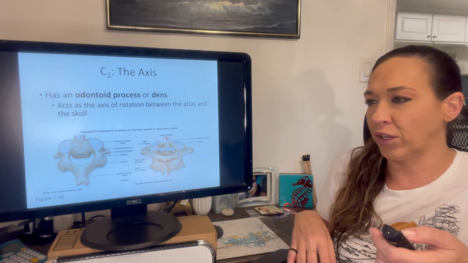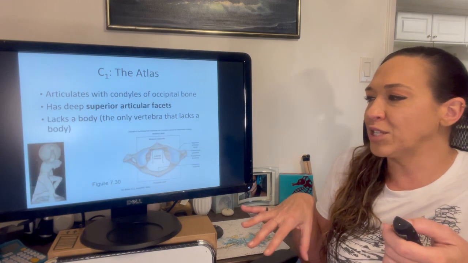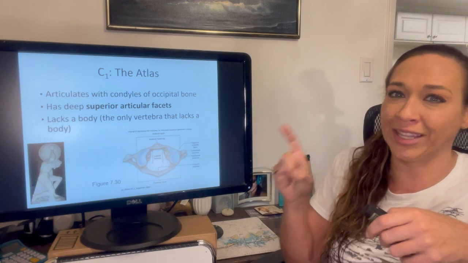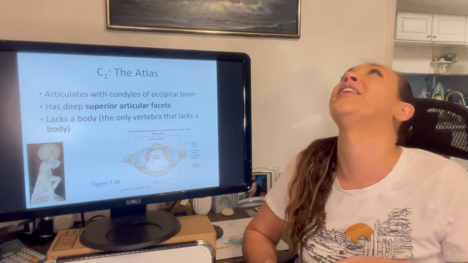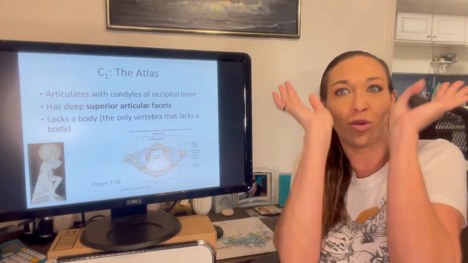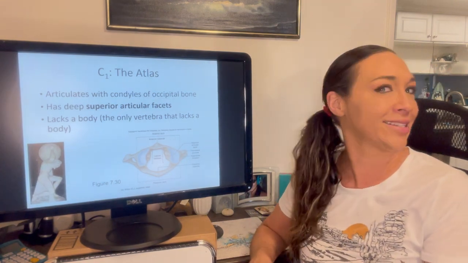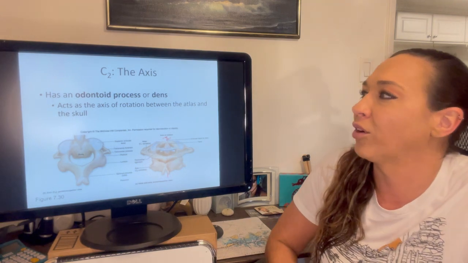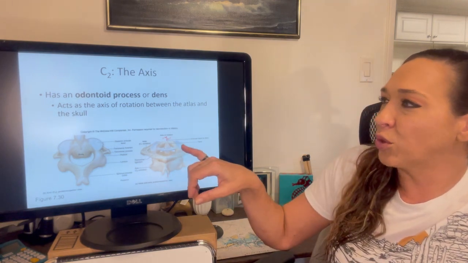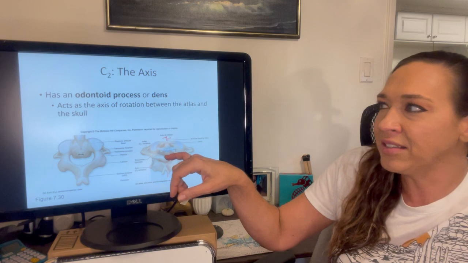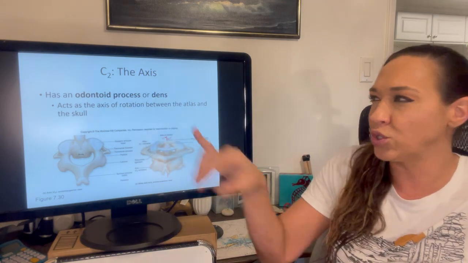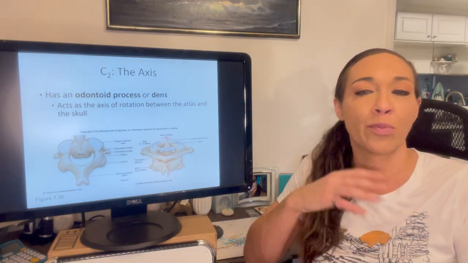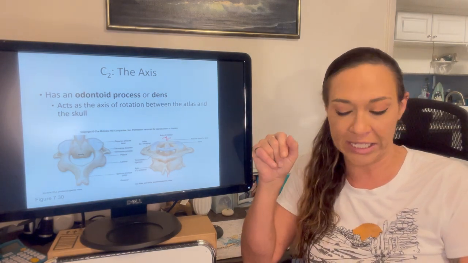I should clarify earlier that the atlas is pretty much holding things up. It's not really doing the rotation. It's the axis that's allowing us to do the rotation of the neck, right? So atlas is kind of like the support, where axis, makes sense, right, is doing the rotation. So excuse me, I misspoke earlier. Now, this rotation part is known as the dens or the odontoid process. I always just remembered the dens, shorter, easier. There were already so many processes, but whatever you guys want to do, I will absolutely take either one of those.